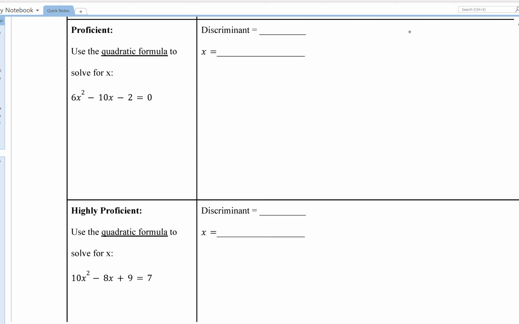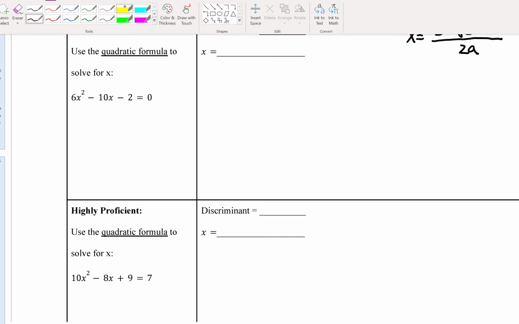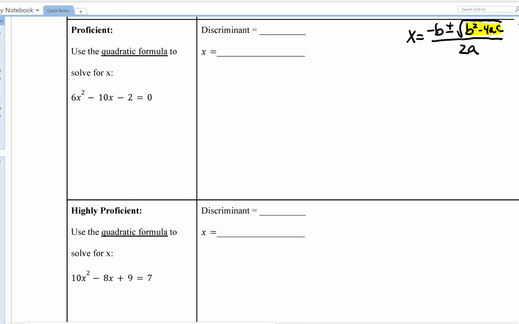So remember, the quadratic formula is x equals negative b plus or minus the square root of b squared minus 4ac all over 2a. And the discriminant that we're going to find first is just the part under the square root. That is the discriminant. We're going to find its value first. So we want to note here that a equals 6, b equals negative 10, and c equals negative 2.